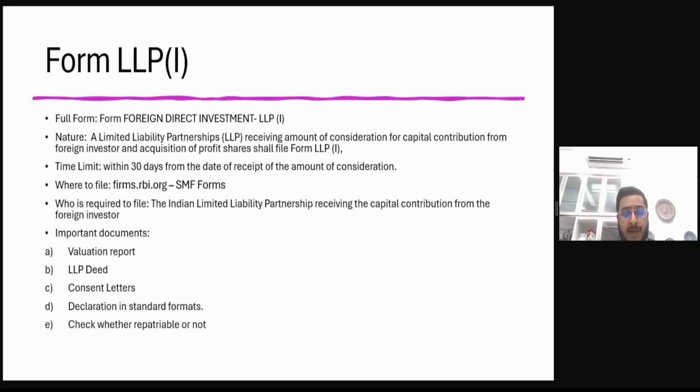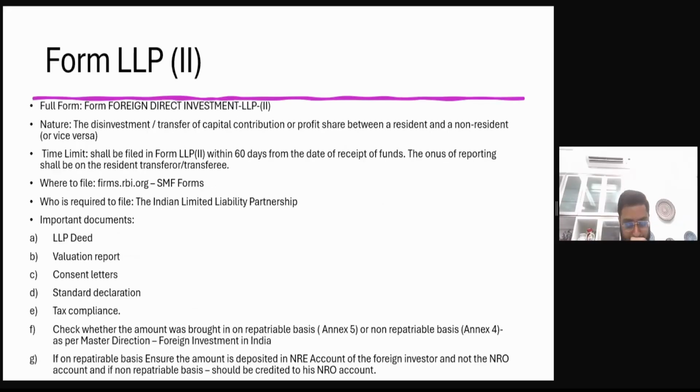Now, if you go to the form LLP1, there are separate annexures, annexure 4, annexure 5. So you should always check whether this money coming in is repatriable or non-repatriable. For example, mostly when is it repatriable? If the money is coming from outside India and it has come from the NRE account, then mostly it will be on a repatriable basis. So you should check at that time whether it is repatriable or non-repatriable.